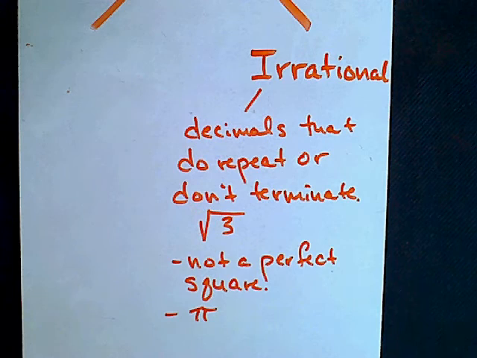For example, square root of 3. Square root of 3 goes on forever. So, square root of 3 is an irrational number. So in other words, any number that is irrational is not a perfect square. The other number that is also irrational is pi. Because pi goes on forever.